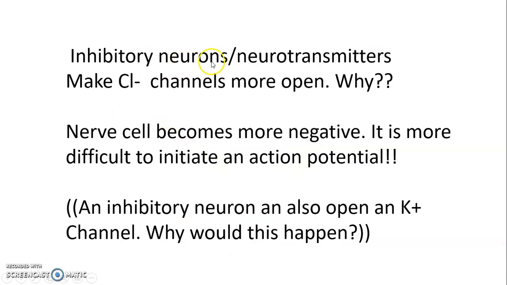Inhibitory neurons and the neurotransmitters they release make chlorine negative ion channels open. Why is that the case? Because if a nerve cell becomes more negative, it is very, very difficult to begin an action potential. So it's inhibiting, it's preventing an action potential. An action potential occurs when the negative interior of the cell becomes positive. And if you have negative ions flow in, it's further than ever from becoming positive. So it's inhibiting a nerve impulse.